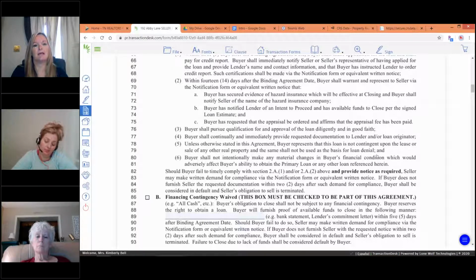Line 6, the buyer shall not intentionally make any material changes to the buyer's financial condition, which would adversely affect the buyer's ability to obtain this loan. Okay, so what does that mean? We're not buying a car. We're not buying new furniture. We're not going on a cruise. We're not doing anything that will incur debt.